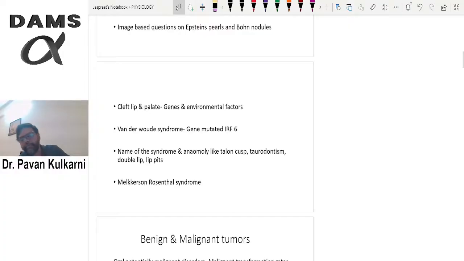Similarly, you will get the syndromes associated with various conditions that you are supposed to know. Like anomalies like Talon's cusp, you have the Rubinstein-Taybi syndrome. Taurodontism is seen associated with Klinefelter syndrome. Double lip is associated with Ascher syndrome. Lip pits is associated with Van der Woude syndrome, right? These are the particular syndromes they'll ask you. They will either give you an image of the anomaly and ask you the associated syndrome, or they will give you a syndrome and ask you what is the oral manifestation.